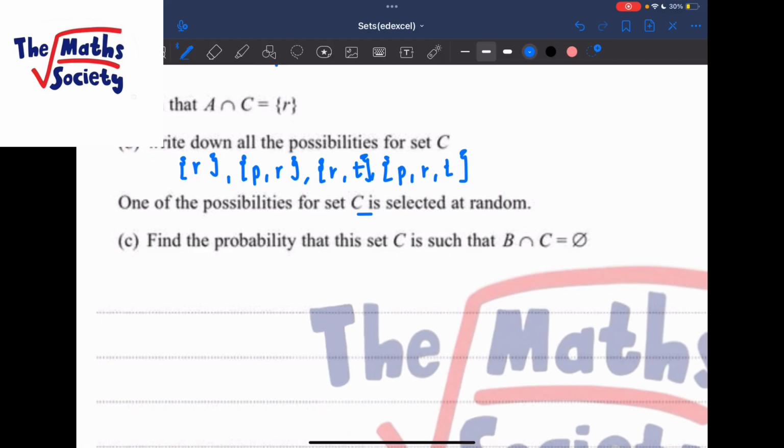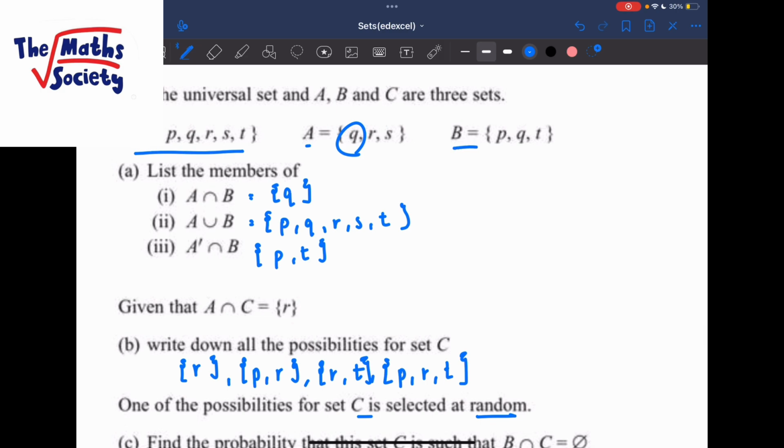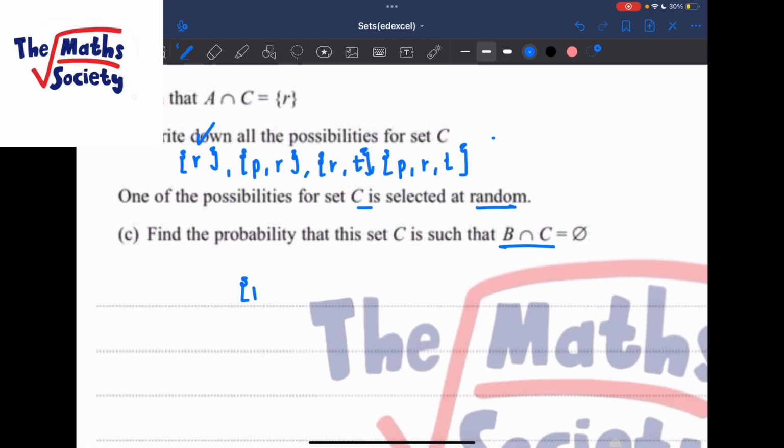One of the possible sets C is selected at random. Given the probability that the set is such that B intersect C equals 0, B and C have to have nothing in common, which means there's only one possibility, which is R. So out of all 4, there's only a 1 by 4 chance that it has to be R. So the probability is 1 by 4.